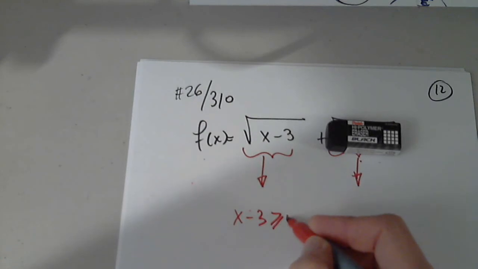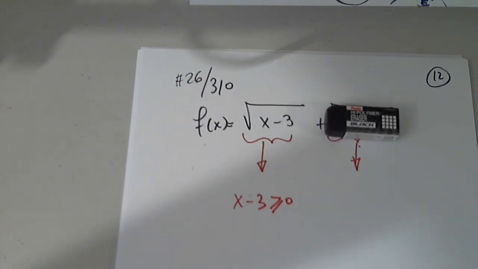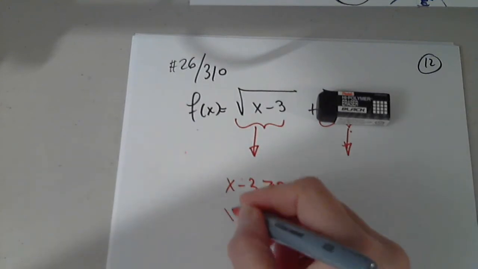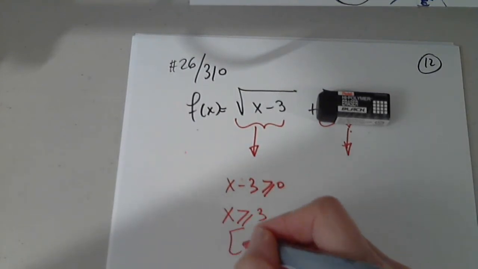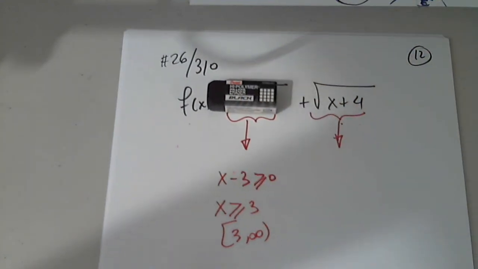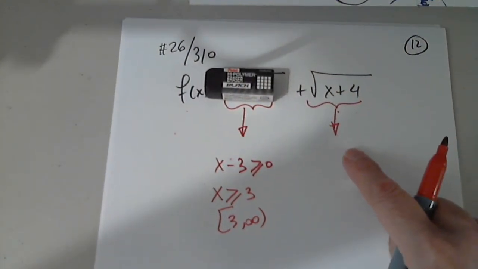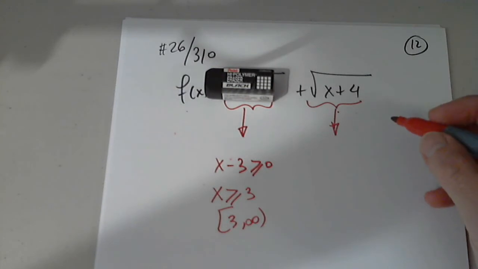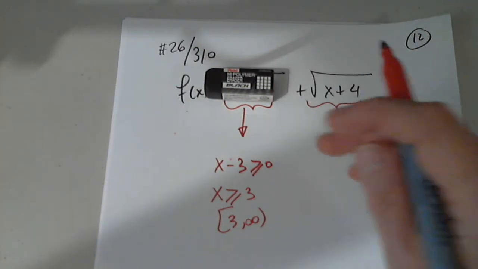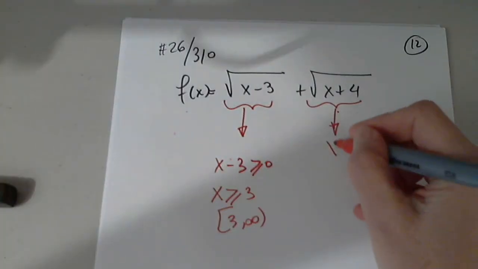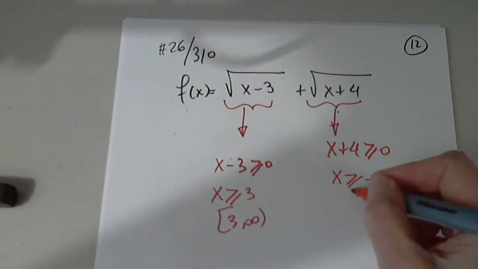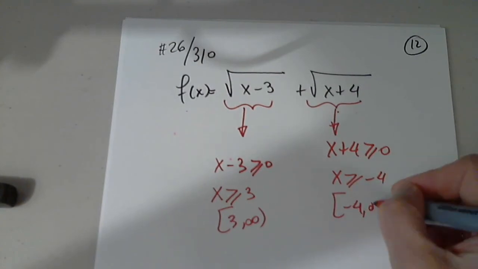Thank you very much. This is the condition that I have to write for the existence of this function. When I solve, I get 3 to infinity. This is the domain of this function. Now let's forget about that function. What do I have to write for this one? X plus 4 is greater than or equal to 0. Excellent.